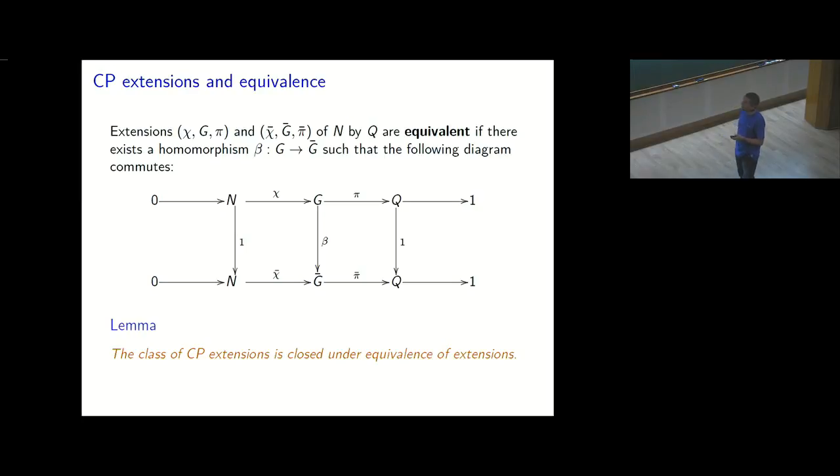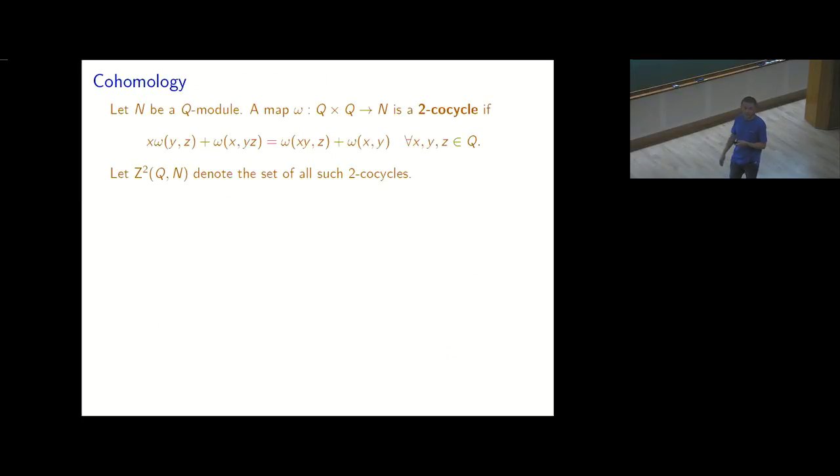Okay. So the next thing is, well, how do you describe extensions? You probably also know that you look at the equivalence classes of extensions. Here I'm talking about the extensions with abelian kernel, so N is abelian. And you describe this using the cohomology group, the second cohomology group, right?